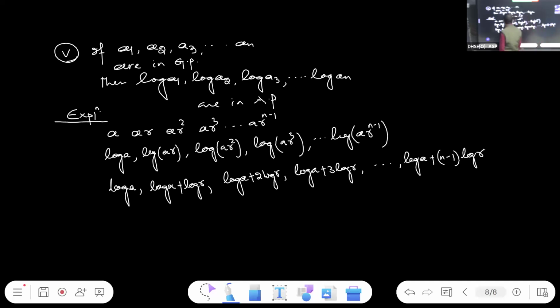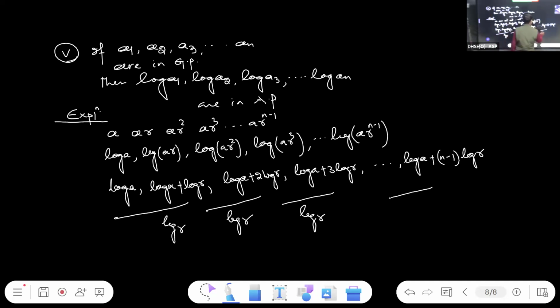What is the difference between the second term and the first term? It is log r. The difference between the third term and the second term is log r. The difference between the fourth term and the third term is log r. Similarly, the difference between the nth term and the (n-1)th term is log r. The common difference is maintained, so we can say that the sequence is an AP. I hope it is clear to you. So guys, write in the chat box, is it clear?